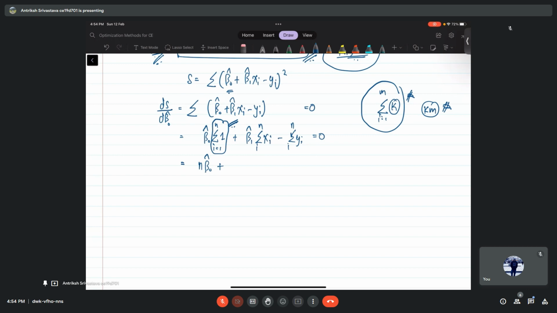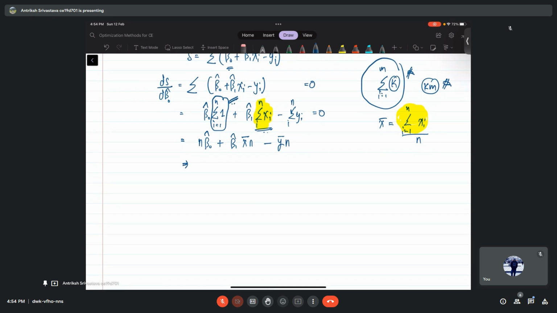And what does this look like? If you remember how we wrote mean, it is sigma i equal to 1 to n xi divided by n. So we have the numerator of that expression here. So we can write this as beta 1 hat x bar into n. And similarly, we can write for yi, sigma yi, as y bar into n.